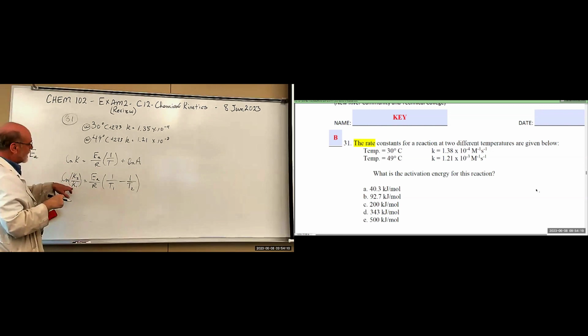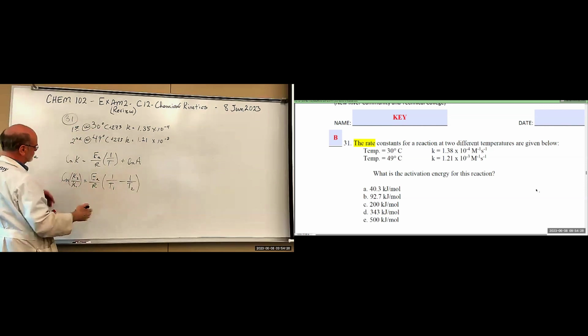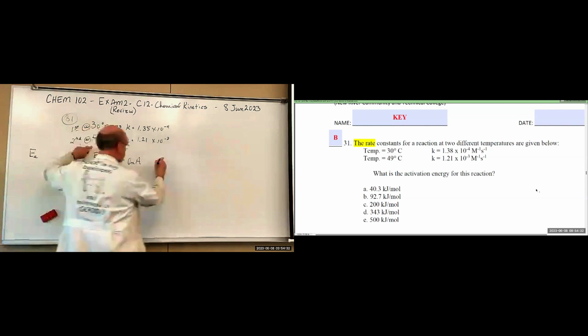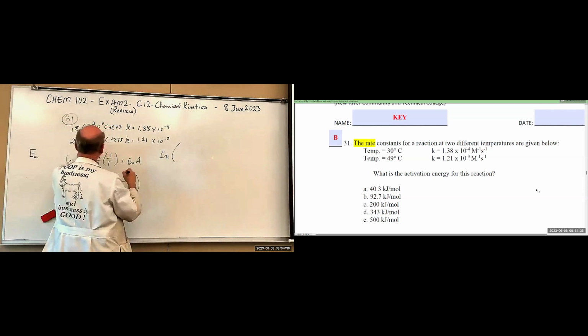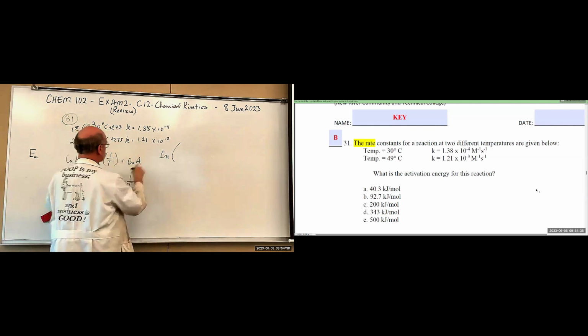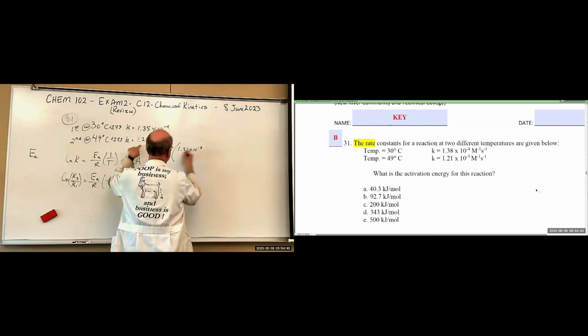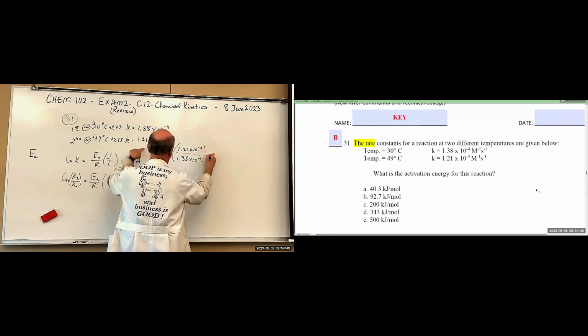we can fill in the values. This is going to be 2, the second one, and this is going to be the first one, just so we keep them straight here. So the second one is going to be natural log of K2, 1.21 times 10 to the minus 3, and K1 is 1.38 times 10 to the minus 4.